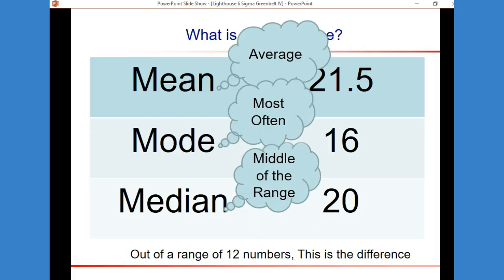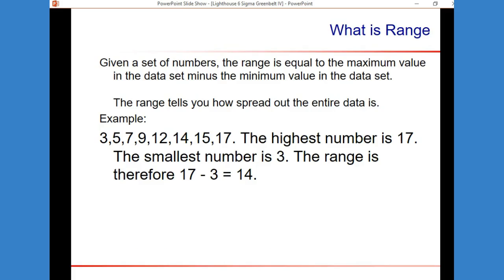So average, most often, and middle. So again, range. We talked about range a little bit before. We actually used range with the catapults. So we just said, hey, out of that spread of data, what is my range? Taking my smallest number, subtracting it from the largest number, and say, well, if my highest is 17, my smallest is 3, so my data range is 14. So my spread is 14.